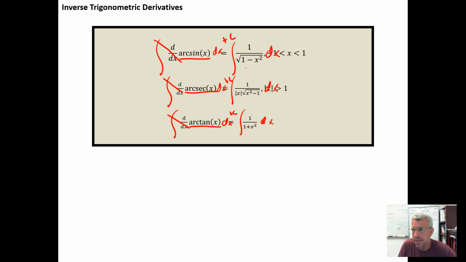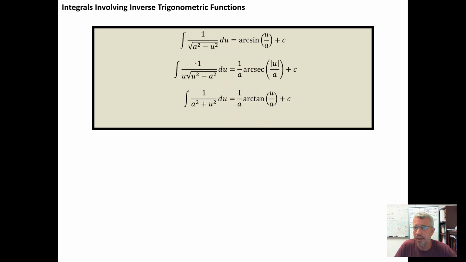So this would be nice if we always had a 1 in this position, but we're going to want to be able to deal with things that have not just a 1, but any constant a. What happens if we have a squared minus u squared, where a is just some constant?